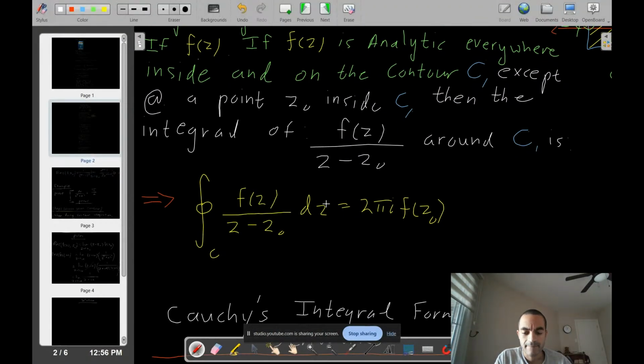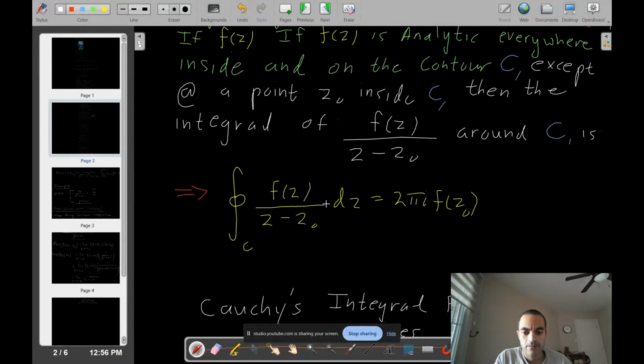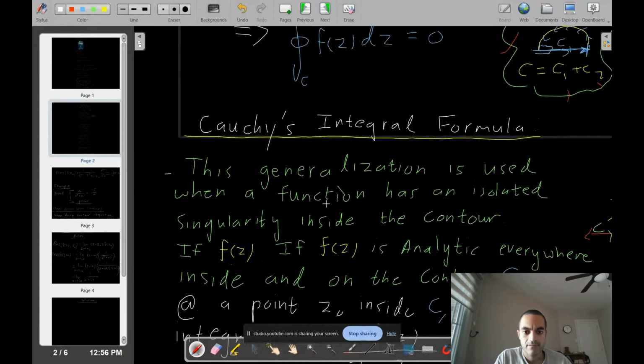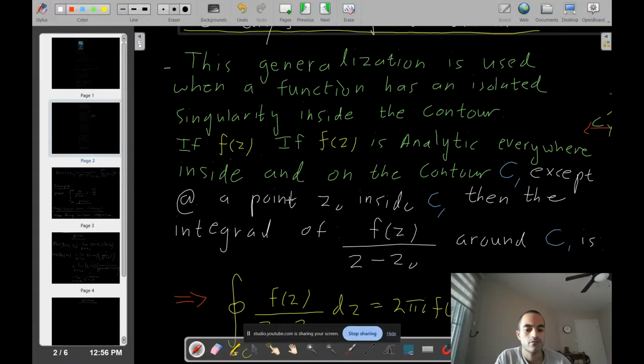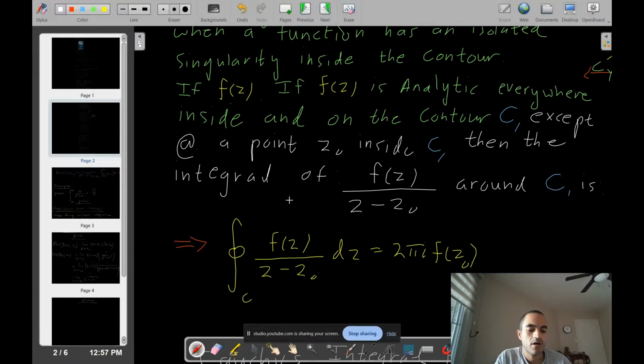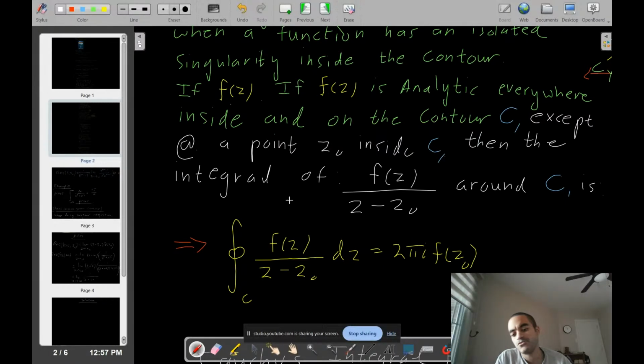It's around C. And so, as I mentioned, given Cauchy's integral formula, as long as all these conditions are met, then we have a loop contour integral of a function of z all over z minus z0 with respect to z, which is 2 pi i times f of z0. f of z0 means I'm just evaluating the function f of z at that specific point z0. Okay?